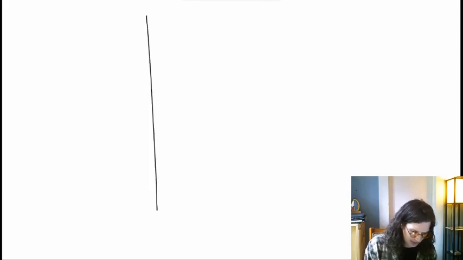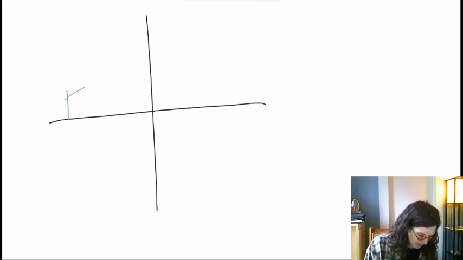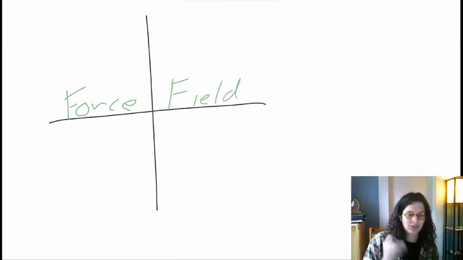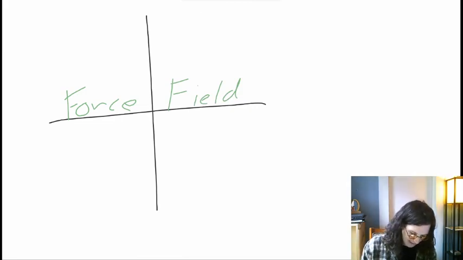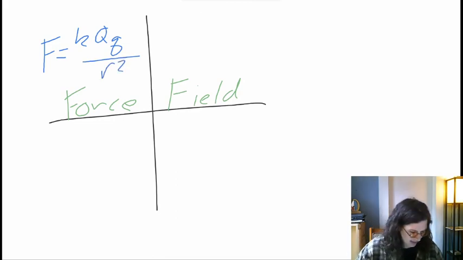So I have mentioned this diagram and gone back to it a few times this semester. This sort of helps us relate our different topics together. So far in the semester, we've spent the last few weeks going over forces, the electrostatic force specifically, and fields, which in this case is the electric field. And we have equations for calculating each of these due to a point charge. The force equation is F equals kQq over r squared.